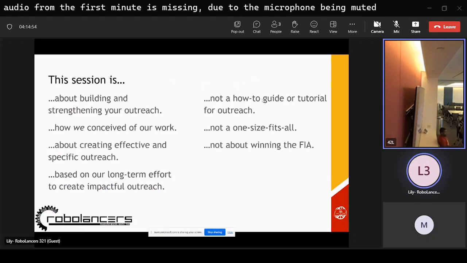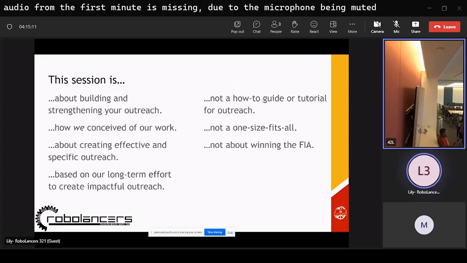This session is about building and strengthening your outreach. It is about how we conceived of our work. There are other ways. This is just one. It's about creating effective and specific outreach targeted at problems in your community, and it is based on our long-term effort to create impactful outreach.